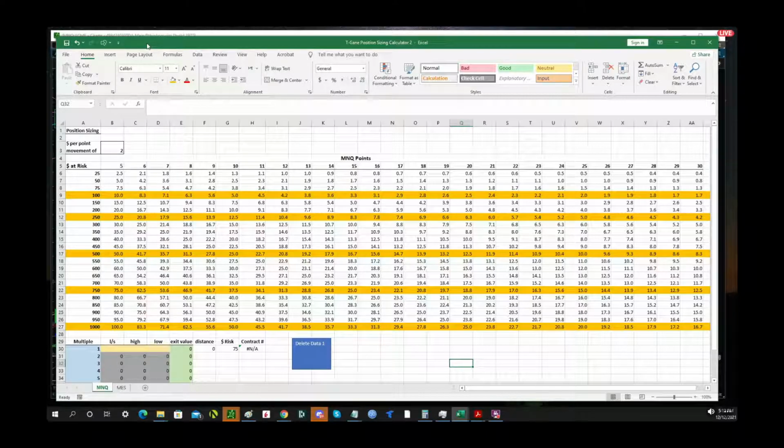And so with this calculator, we take one component, which probably is the biggest component of trading in my opinion, and that's the risk management of capital. And we turn that into a fixed constant. And how do we do that?